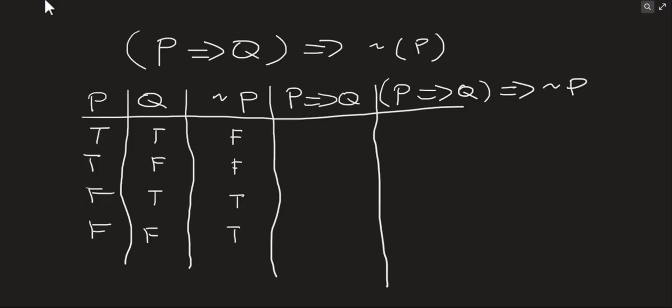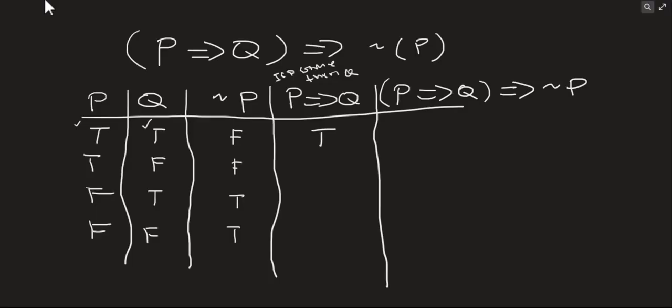What this means is if P is true, then Q is true. And if that is true, then we have a true statement. If that is false, then we have a false statement. So if P is true, then Q is true. So we want to find out, is that true? So we'll look at our first line. If P is true, is P true? Yes. Is Q true? Yes. So if P is true, then Q is true. That is a true statement.